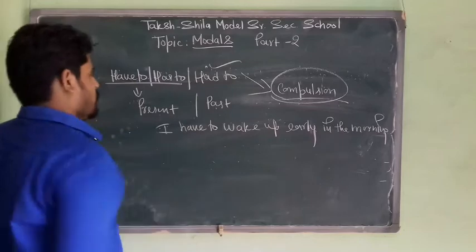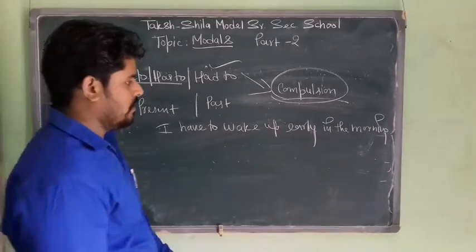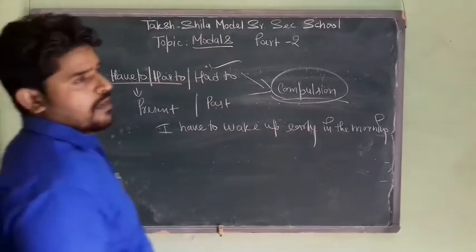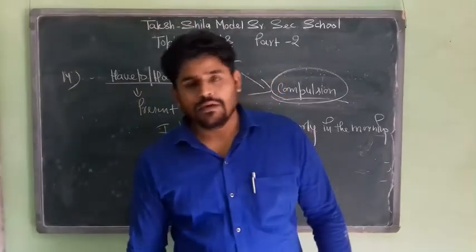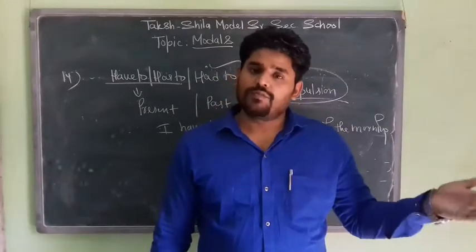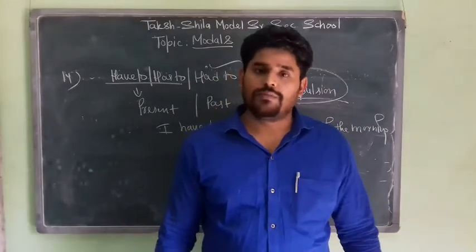Had to is used in past tense. I have to wake up early in the morning. I can also say I had to wake up early in the morning when I was in Delhi, right? When I was in Delhi, I did not like to wake up early in the morning, but it was my helplessness that I had to wake up, right?